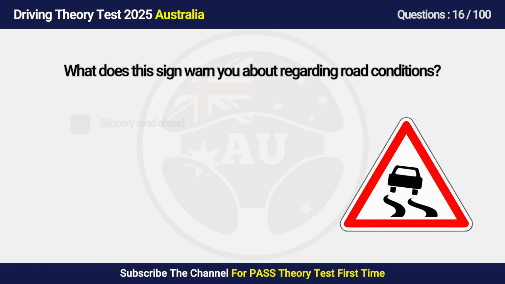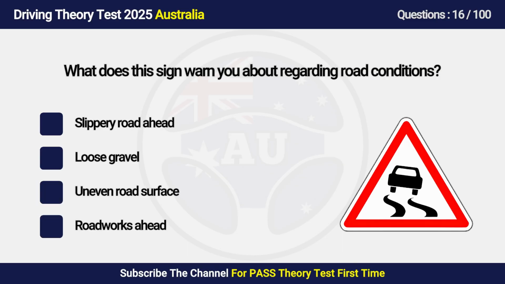Question 16. What does this sign warn you about regarding road conditions? A. Slippery road ahead. B. Loose gravel. C. Uneven road surface. D. Road narrows ahead.